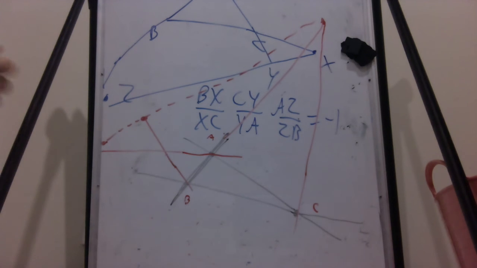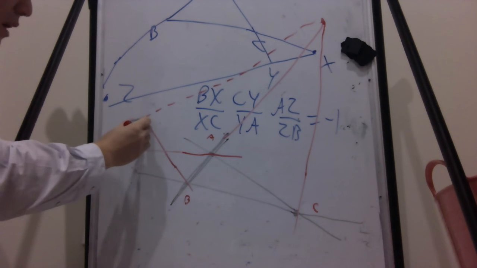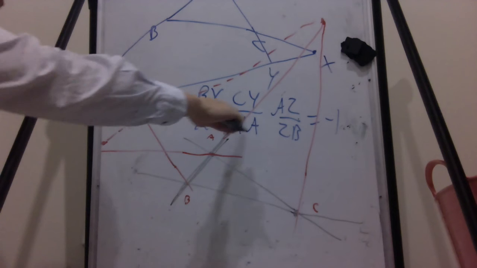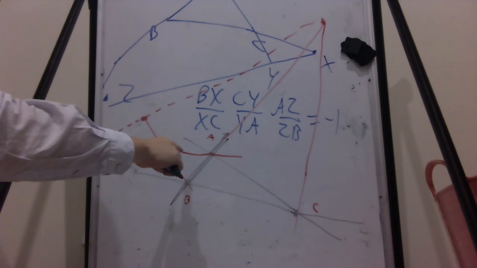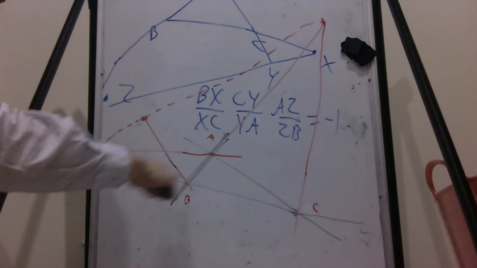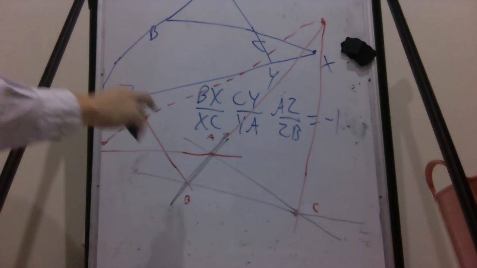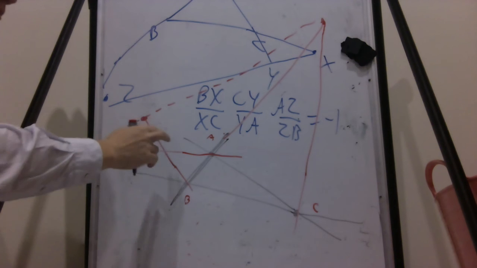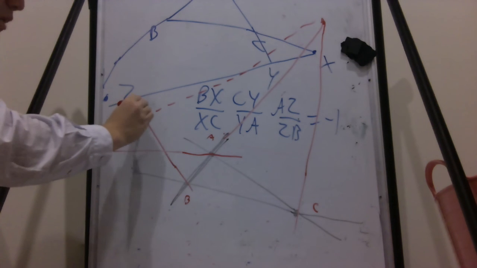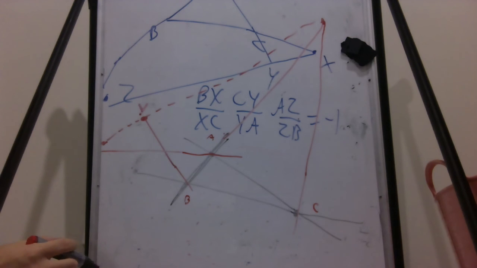So X, maybe we can do Y. Y is the one that was on AC, right? Let's forget the signs for a little bit and just focus on the ratios, cancelling the plus or minus one for now, so we don't have to be too careful. So if this is Y, how do we figure out YA?